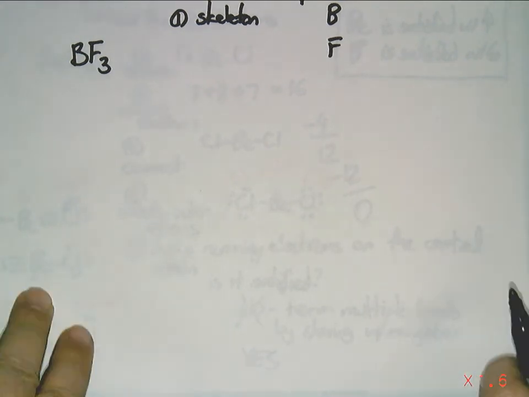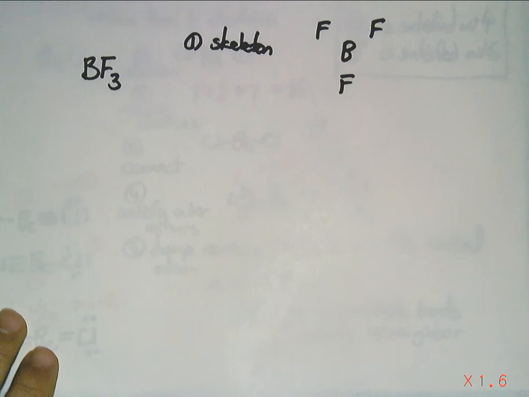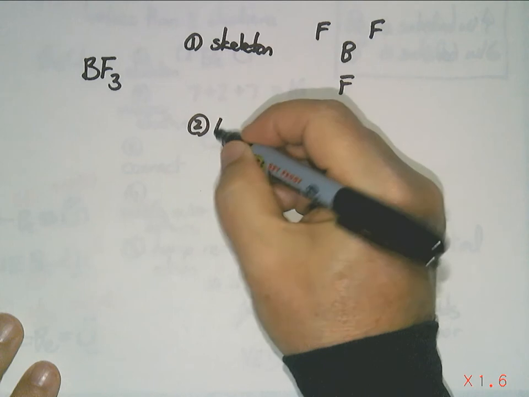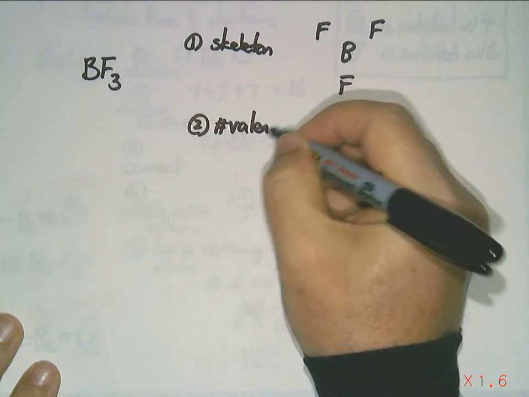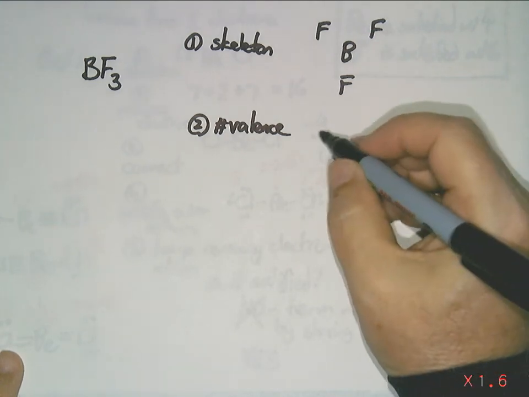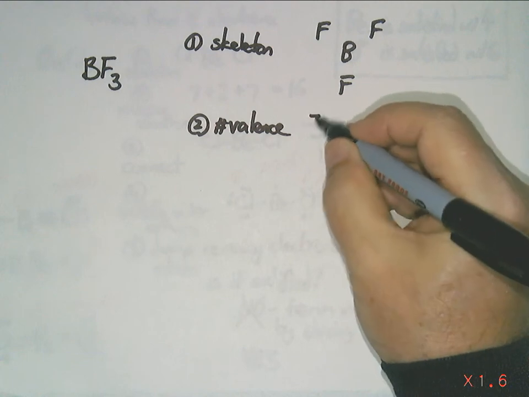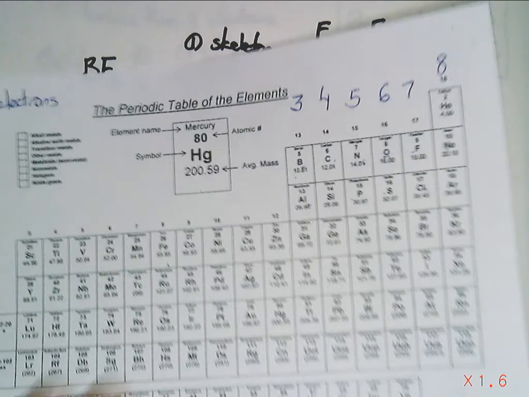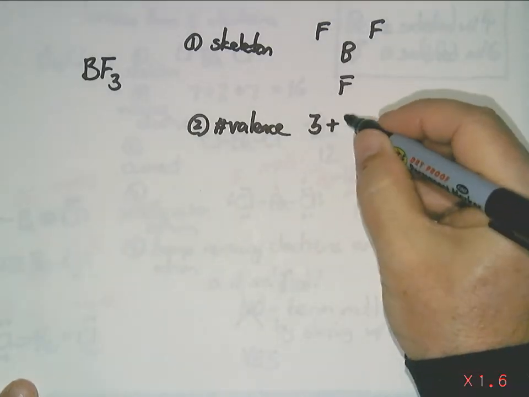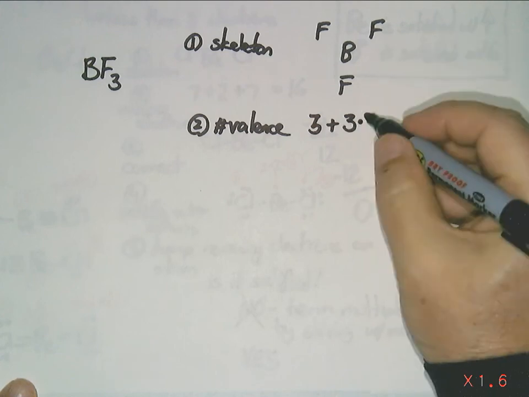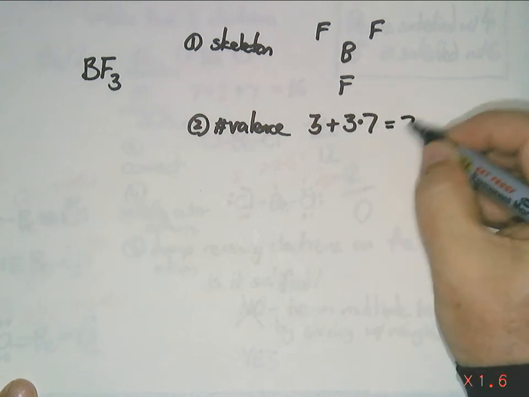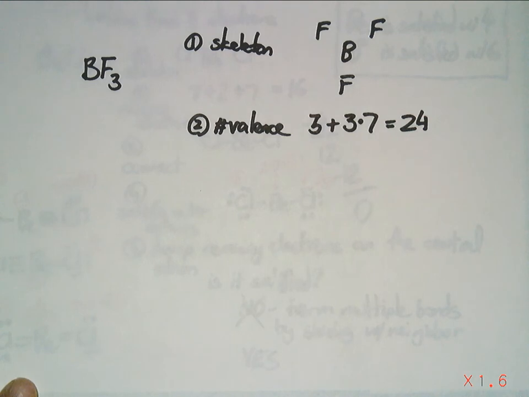Let me move it down so you can see it. And now I'm going to count the valence electrons. Okay, let's see, boron has got 3 from the periodic table. And fluorine, there's 3 of those, and they each have 7 from the periodic table. So 3 times 7 is 21, plus 3 is 24. So I have 24 electrons to work with.